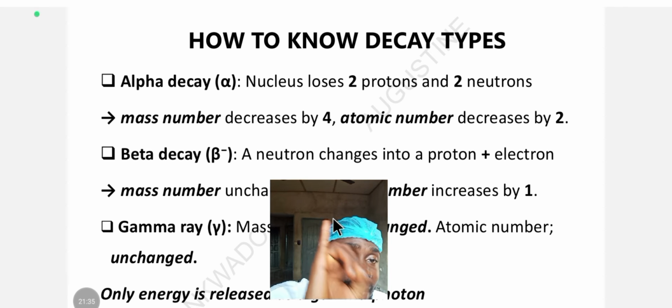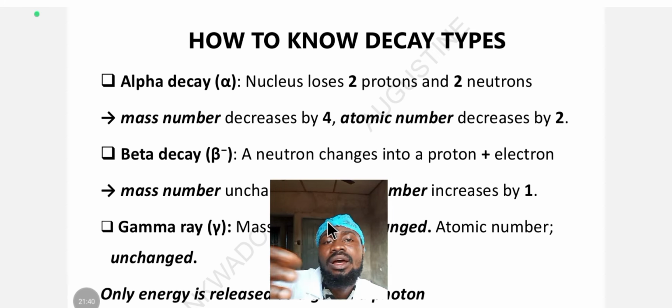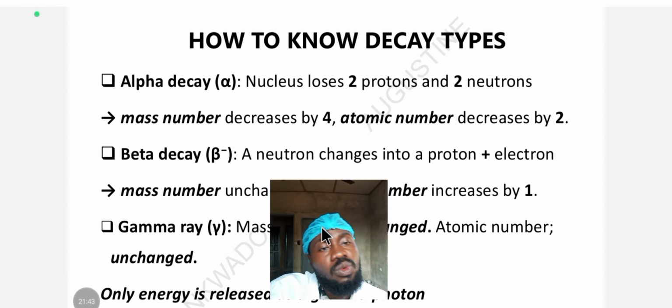You know, we have alpha decay, we have beta decay, we have gamma decay. How do you recognize them with their equation? When you look at their equation, how do you recognize them? I will teach you. It's very easy.